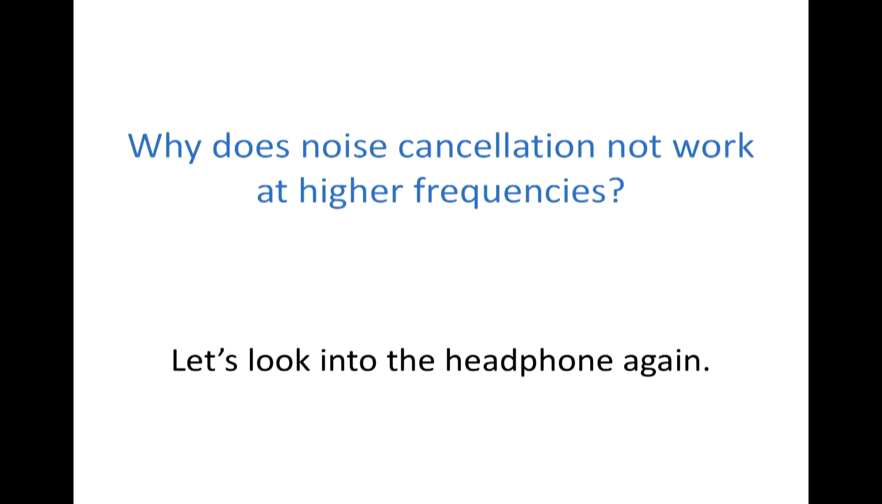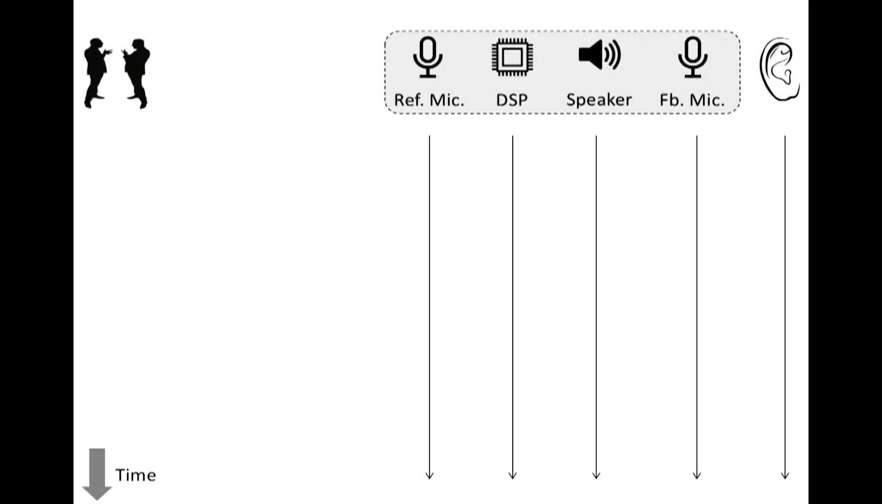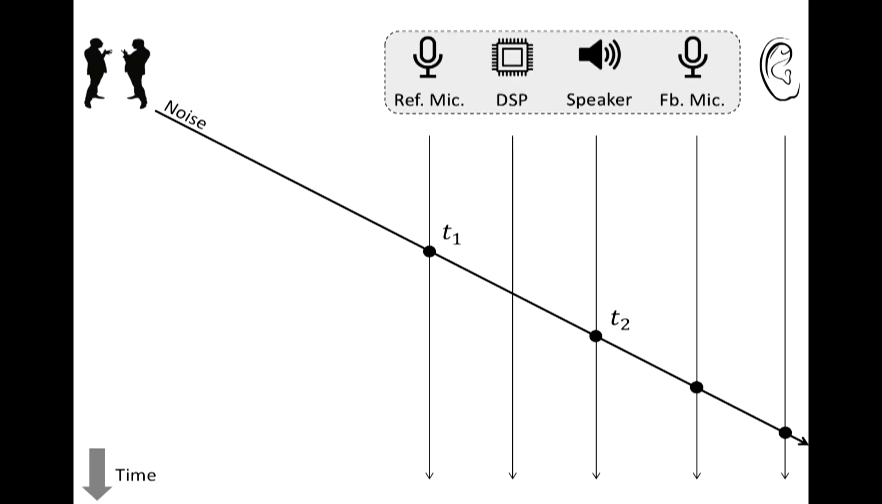Let's go back to this headphone, but this time, let's look at it from a time perspective. So here is the graph which shows the timeline of this entire process, where time flows in the vertically downward direction. When the noise travels in the air, it arrives at the reference microphone at time t1 and the speaker position at time t2. So the headphone really gets the noise sample at t1, and by time t2, it has to produce the anti-noise sound. So the time budget it has is really t2 minus t1.